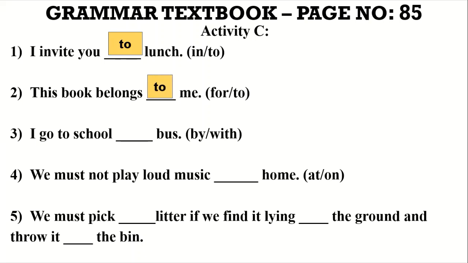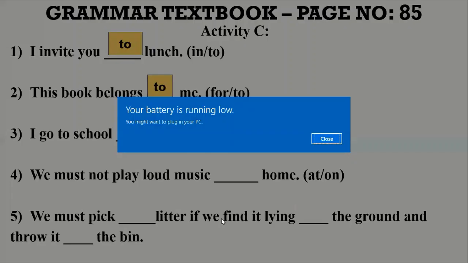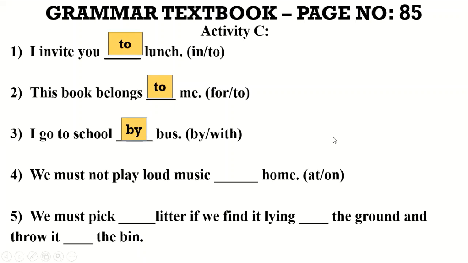Okay. Next, I go to school dash bus. Is it with bus? I go with bus. With means along with, that you hold the bus and go. I go to school by bus because the bus takes you to school. So I go to school by bus, or I go to school by auto or by bike or by cycle. Understood? Next, we must not play loud music. We must not play loud music at home.